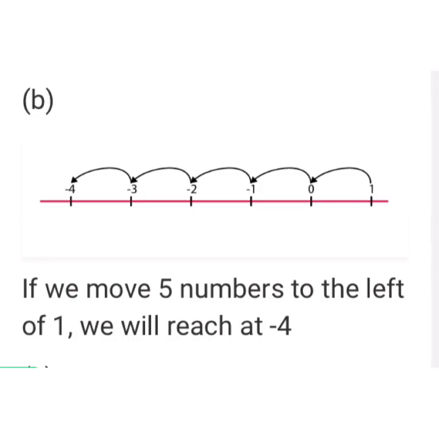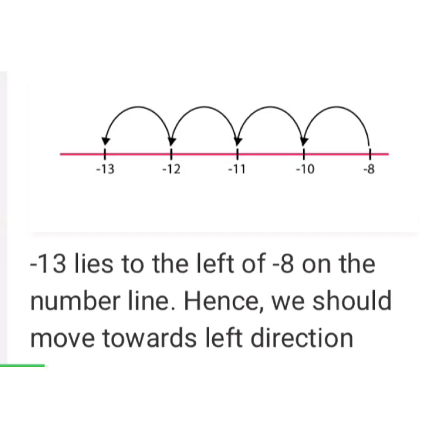Now the next one is, which number will we reach if we move 5 numbers to the left of 1? Okay children, so it is positive 1. So what we will do, we will draw a number line and we will see where we reach if we are moving 5 numbers to the left of 1. You can see in this that if we move 5 numbers to the left of 1, we will reach minus 4.